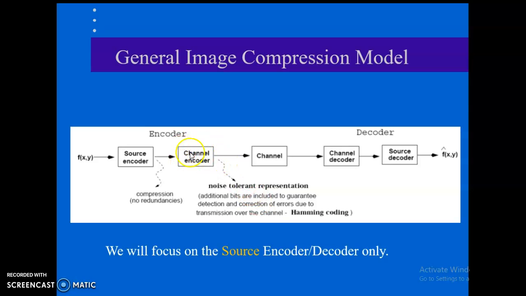The channel encoder output is given to the channel, and the channel output is given to the channel decoder. The channel decoder output is given to the source decoder, and its output is f cap of x, y. This is the general image compression model. We will focus on the source encoder and decoder only.